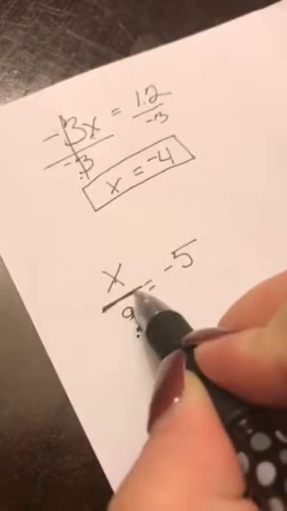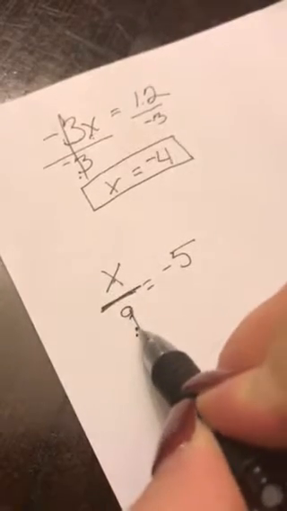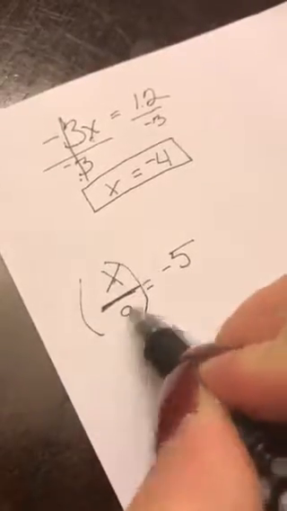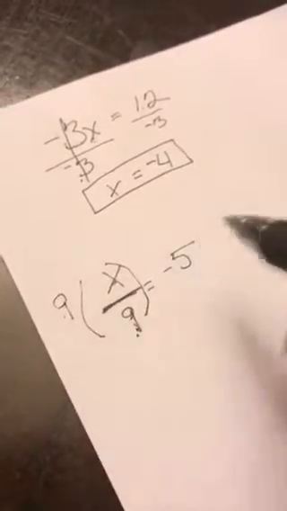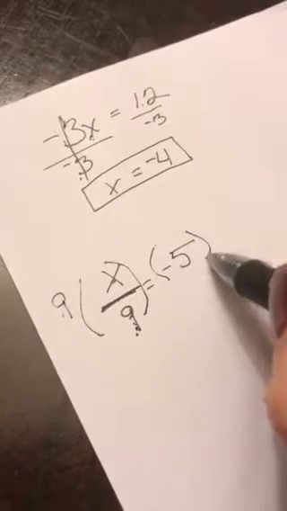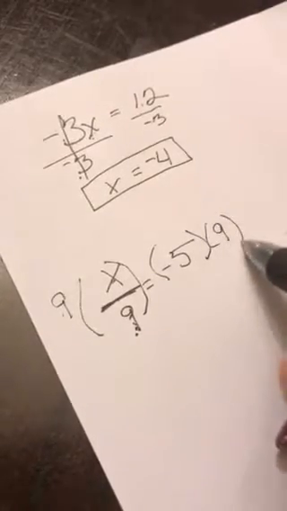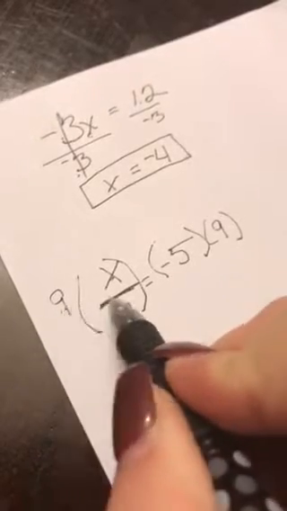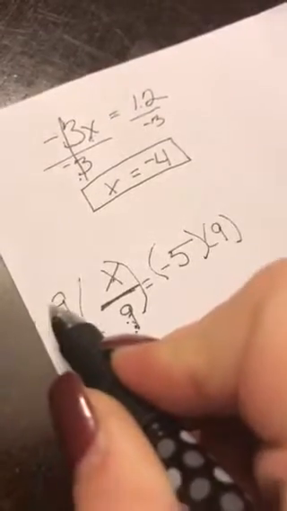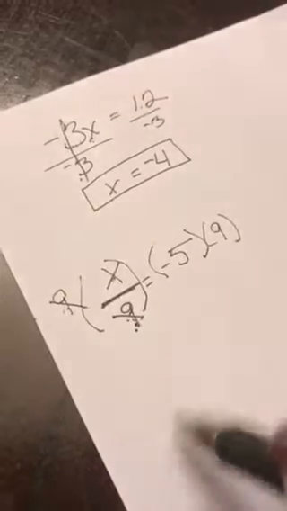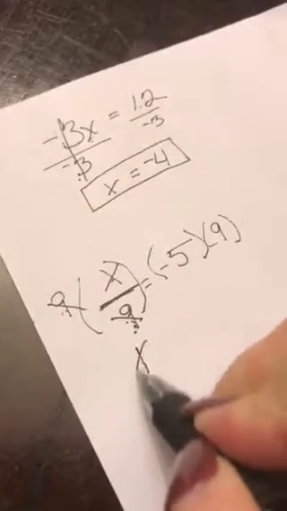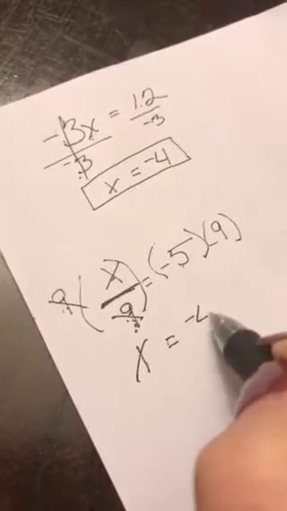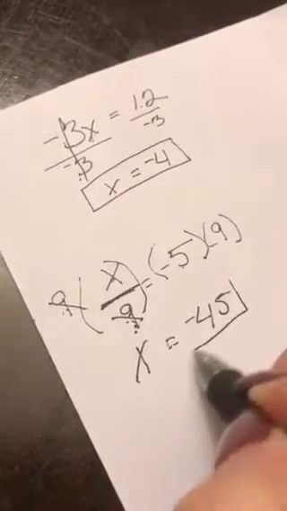This bar right here means division. This is really x divided by 9. So to get rid of a 9, we can actually multiply by 9. And what we do to one side, we do to the other. And again, by multiplying by 9, this really now says 9 divided by 9, which equals 1. So again, those will cancel out, and we're left with x equals negative 5 times 9, which is negative 45.